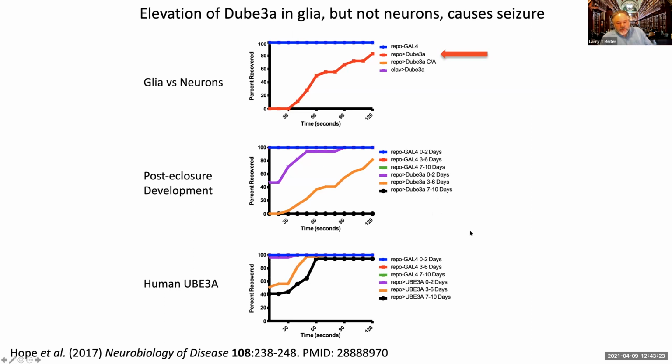This also worked with human UB3A expressed in the fly. The seizures aren't quite as dramatic as with fly UB3A, but indeed the flies do have seizures, and like 40% of the animals are seizing in the 7 to 10 day period.